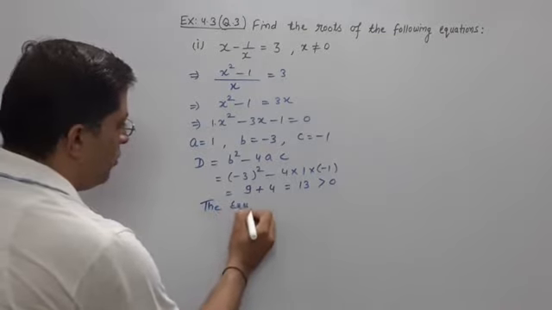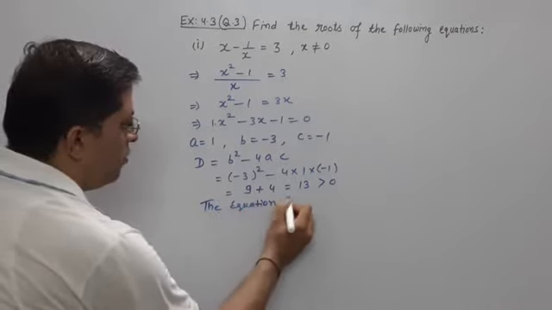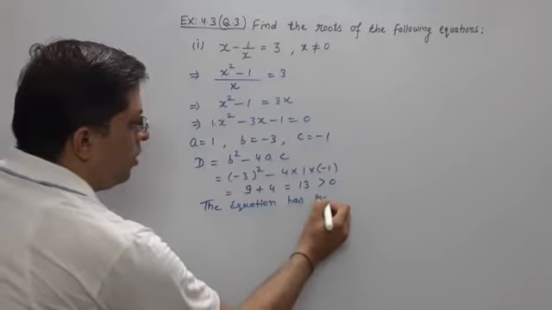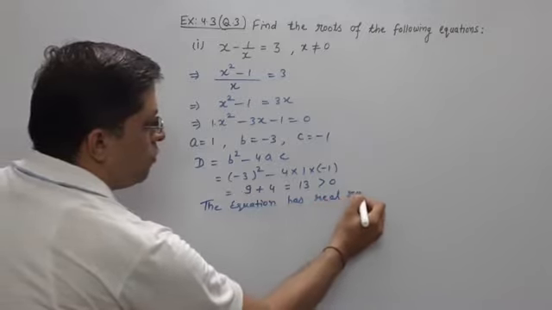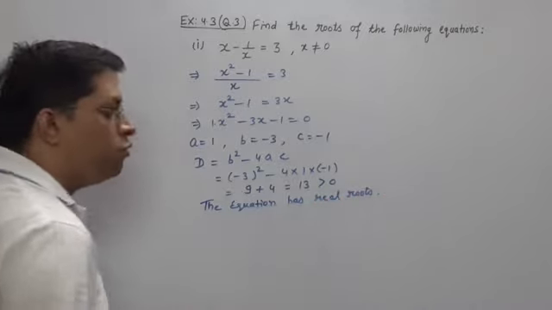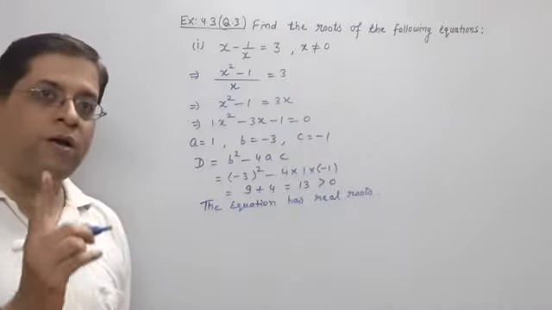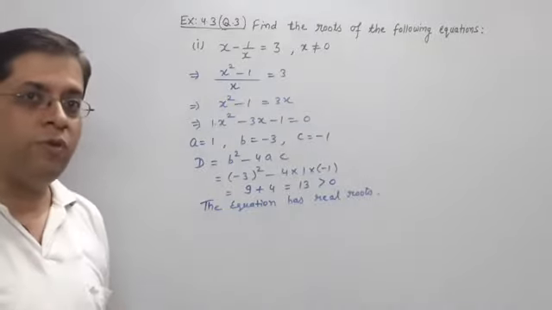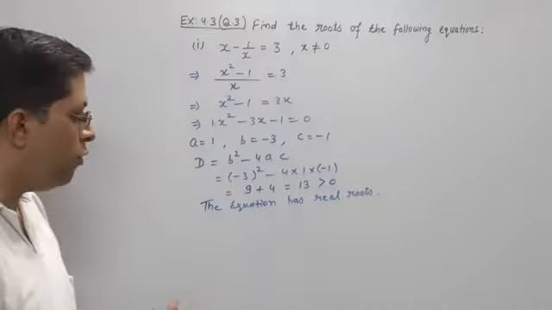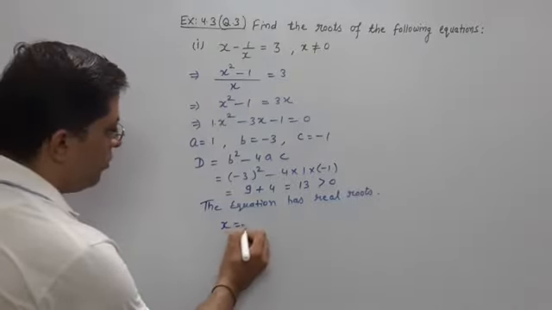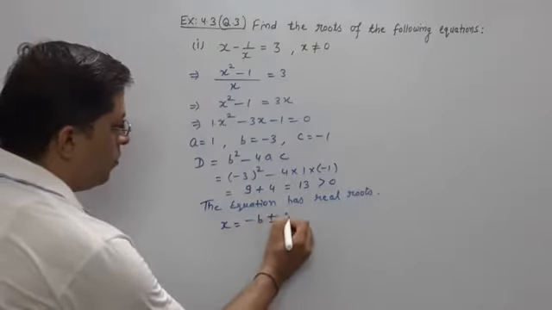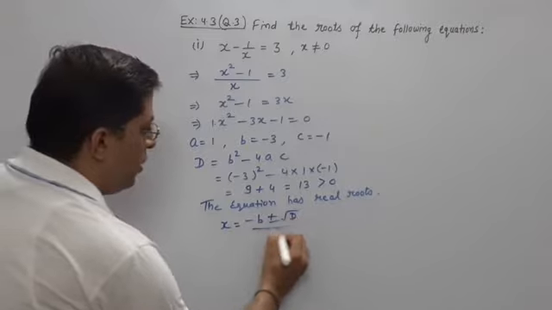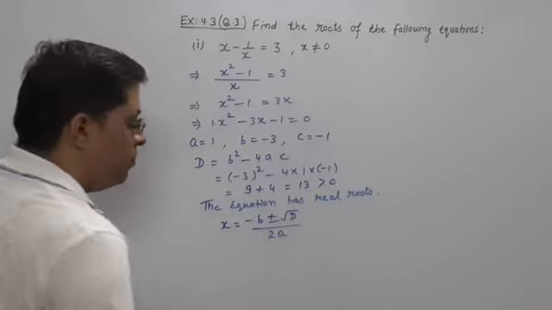The equation has real roots. If the equation has real roots, then we are going to apply the quadratic formula, Sridharacharya formula. What is the Sridharacharya formula? Here, x is equal to minus b plus minus under root d upon 2a.